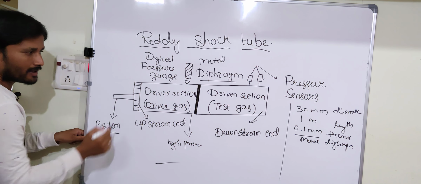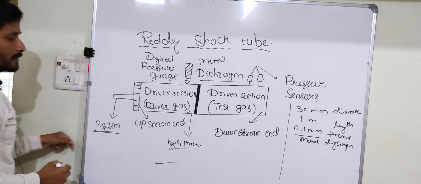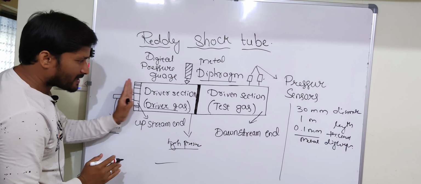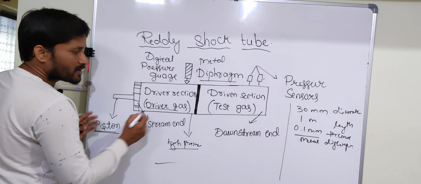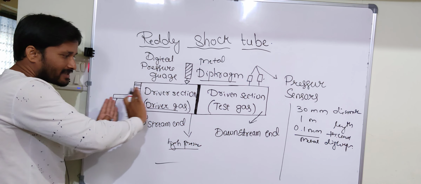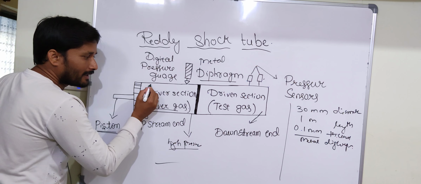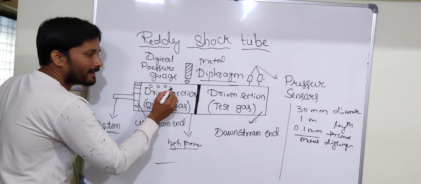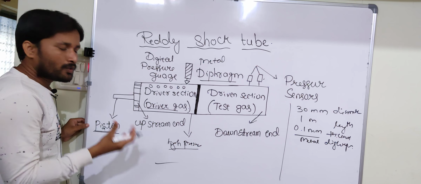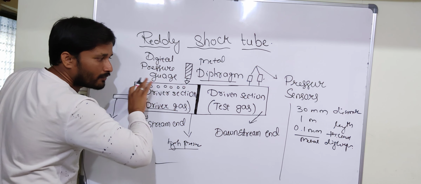this is connected to the driver section. Inside there will be high pressure gas. Once this piston compresses into this driver section, it is applying some force on the driver section. At that time, inside the driver section there are gas molecules at high pressure. Due to that compression, due to the force of the piston, they start moving towards the driven section.